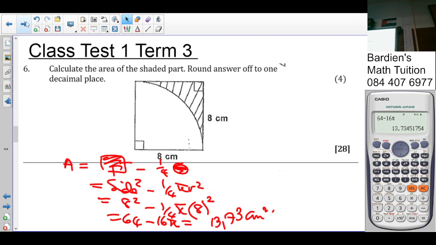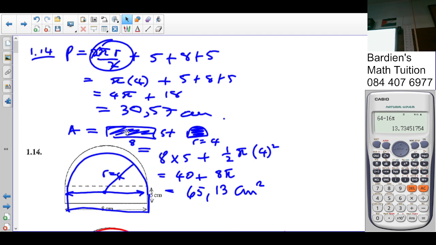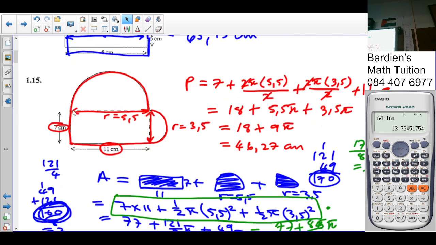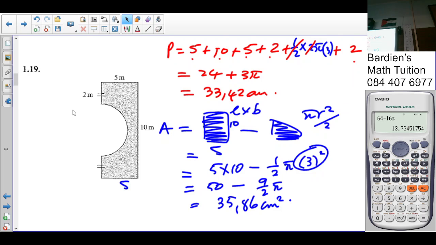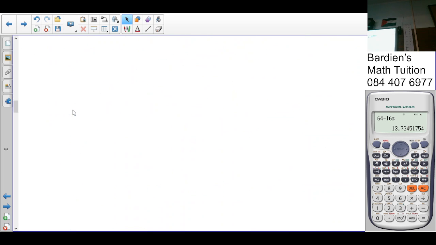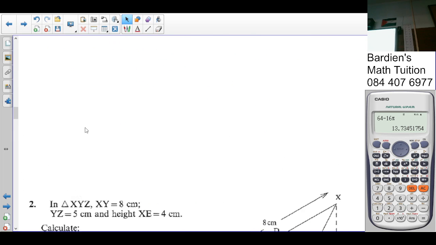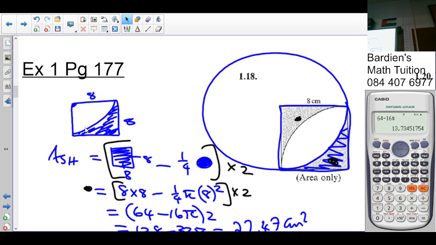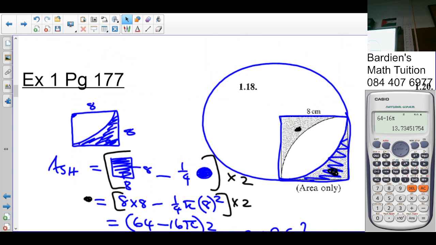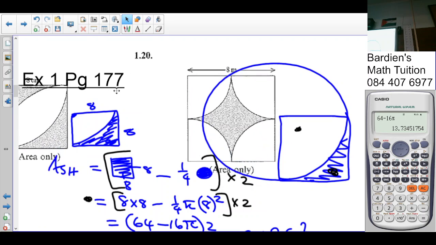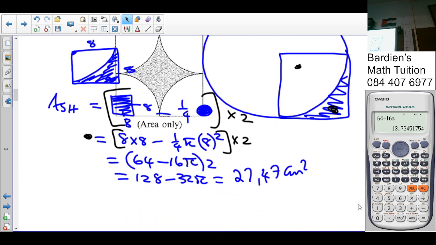Alright, so that basically brings us to the end of that. Then we went on to perimeter and area from the grade 8 textbook. I think we ended off with number 1.18. So I must still do 1.20. You all agree with that? Right, let's take this out here.